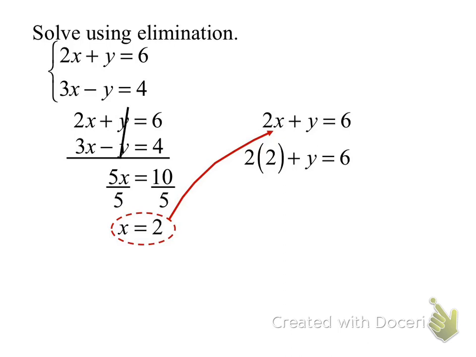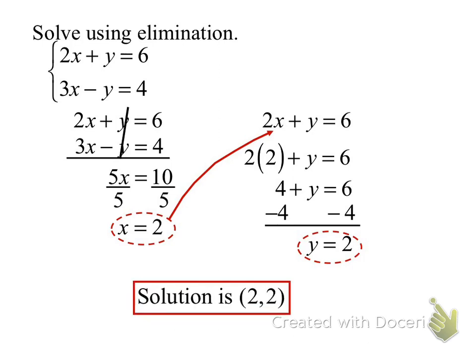So we substitute in 2 times 2 plus y. That becomes 4 plus y equals 6. Subtract the 4. And my solution is (2, 2). Now, we have 2 names for this method. Please put them both in your notes. It is the elimination method or the addition method. Means the same thing.